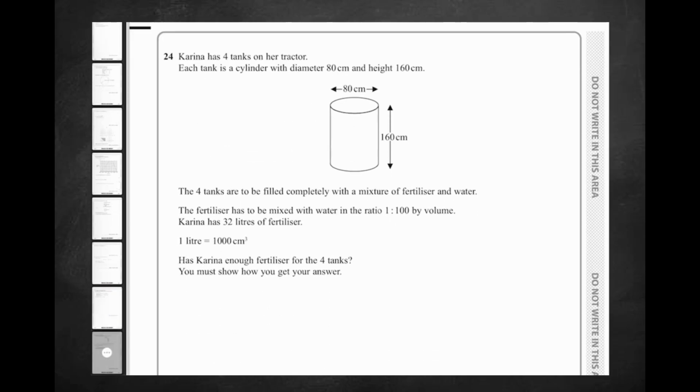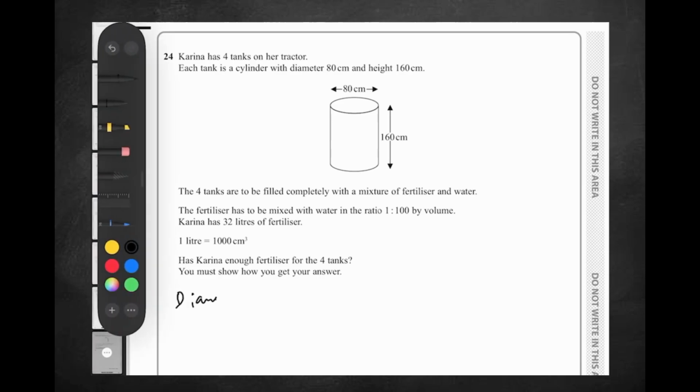Question 24. Karina has 4 tanks on her tractor. Each tank is a cylinder with diameter 80 centimeters and a height 160 centimeters. The 4 tanks are to be filled completely with a mixture of fertilizer and water. The fertilizer has to be mixed with water in the ratio 1 to 100 by volume. Karina has 32 liters of fertilizer. 1 liter equals 1,000 centimeters cubed. Has Karina enough fertilizer for the 4 tanks? You must show your answer. So, firstly, we've got a diameter of 80. So, diameter is 80, so radius is 40.